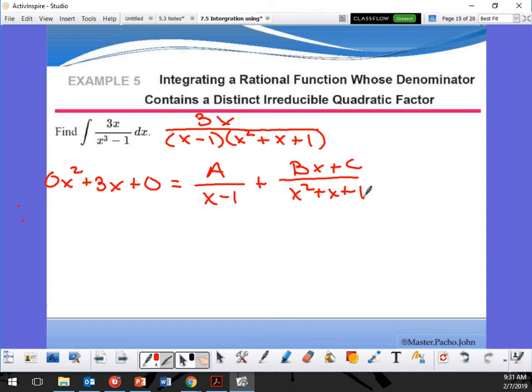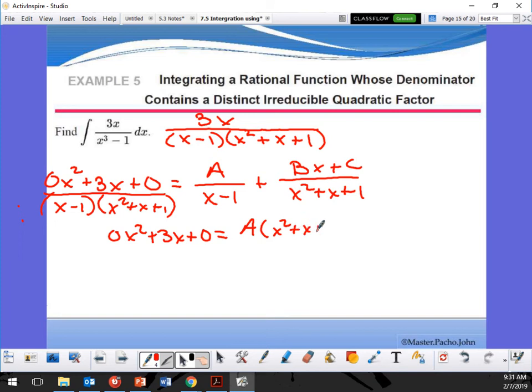All of this is supposed to still be over that, right? So when I'm multiplying the common denominator by everything, my left side is just left with 0x squared plus 3x plus 0, equals a quantity, a times x squared plus x plus 1, plus my binomial bx plus c times the quantity x minus 1.